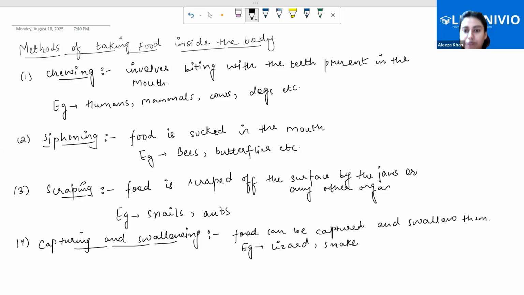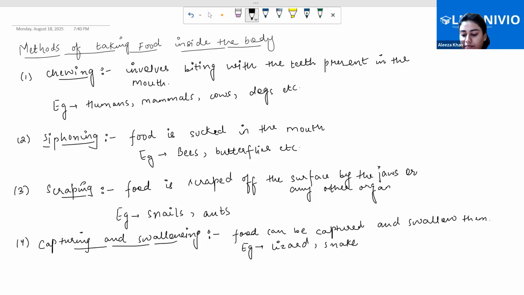We have one more. I want you to write all these four. Then we have one more, sucking and sponging. We have two more modes of taking food. First, you write these. Then we'll move on to this. Any doubt in any of the modes?